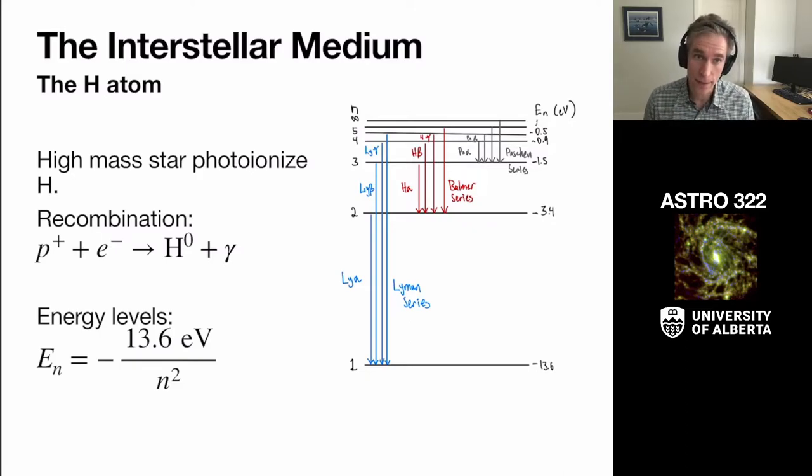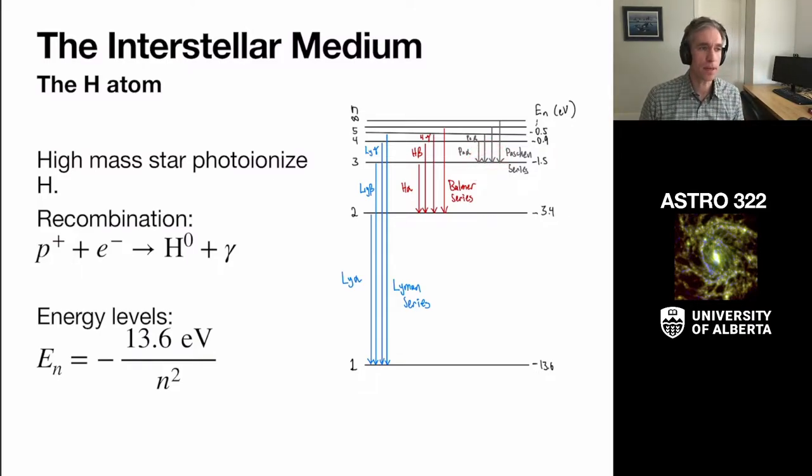And in physics, or in astrophysics in particular, we love to tag these with the names of the series that they belong to. And the series is defined by the energy level where the electron ends up. The Lyman series is the series that ends up with n equals 1. The Balmer series ends in n equals 2. The Paschen series ends in n equals 3.